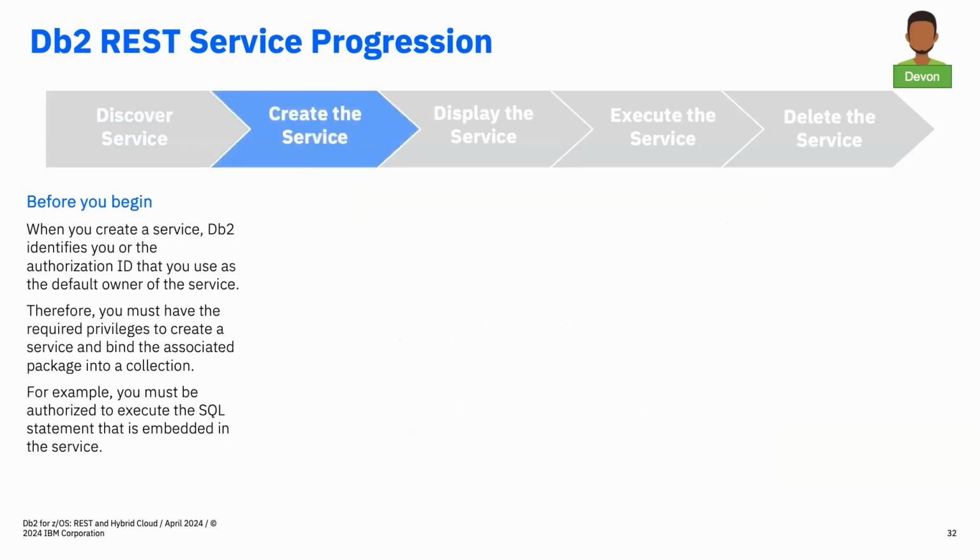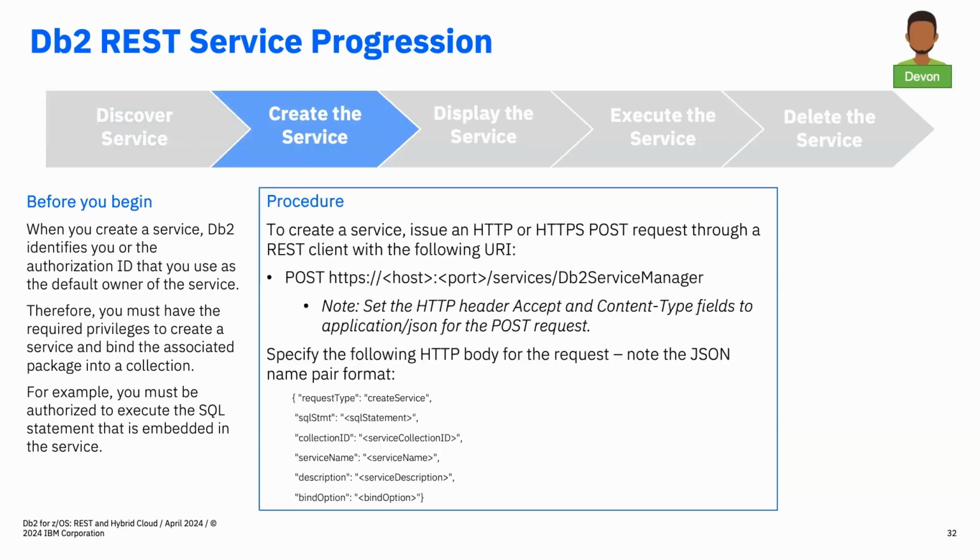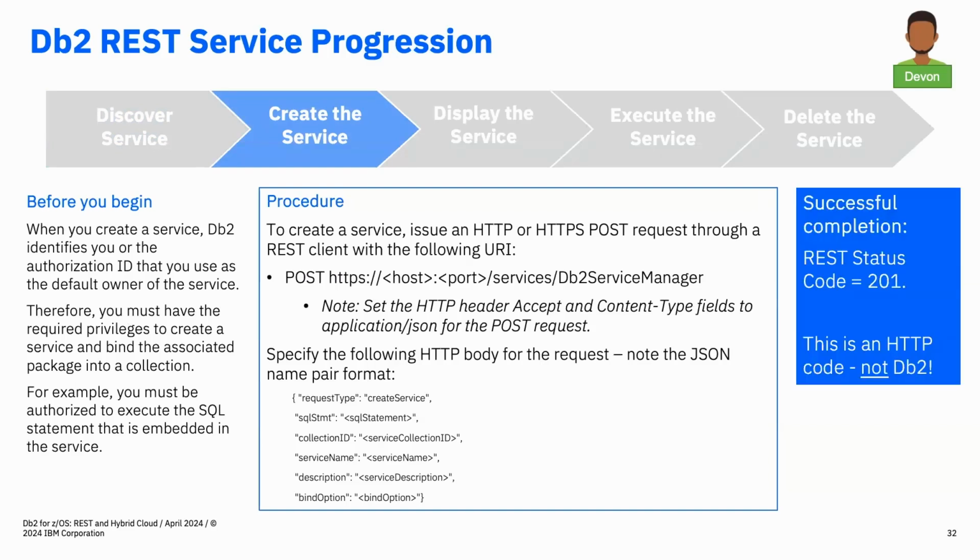Creating the service. So this is going to be Devin, if you'll see them in the top right corner. Again, this is going to make sure that you have the correct authority and privileges to create a service. These are privileges used to create a service and bind the package. So to create a service, this one will actually be POST because that's to create a new one, and you'll call it with DB2 Service Manager to create a new service, and you'll specify in the HTTP body what you want to do. And again, you'll get your successful completion code of 201 as an HTTP code.